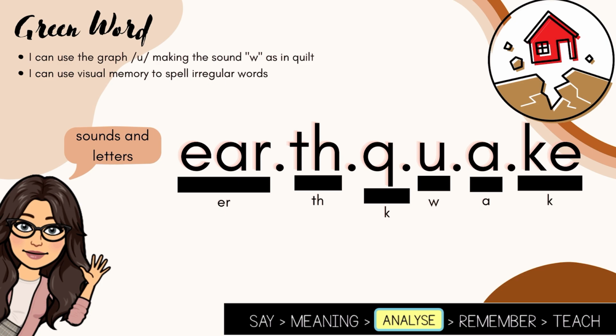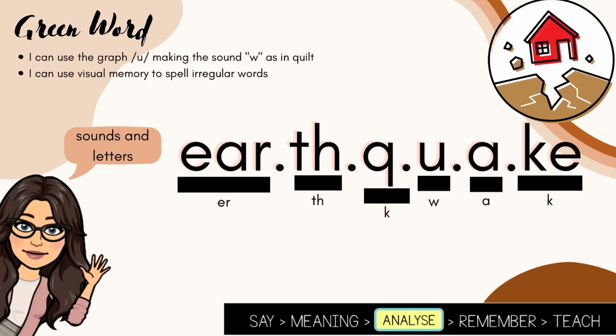Okay, let's look at the sounds and letters that we can hear. The sounds that we can hear in the word earthquake are k, w, a, k. All right, we can see that there's lots of different digraphs and trigraphs and single graphs in this word this week, which is why it becomes a green word. It's a little bit trickier to remember because it's got lots of different letter combinations that make different sounds.